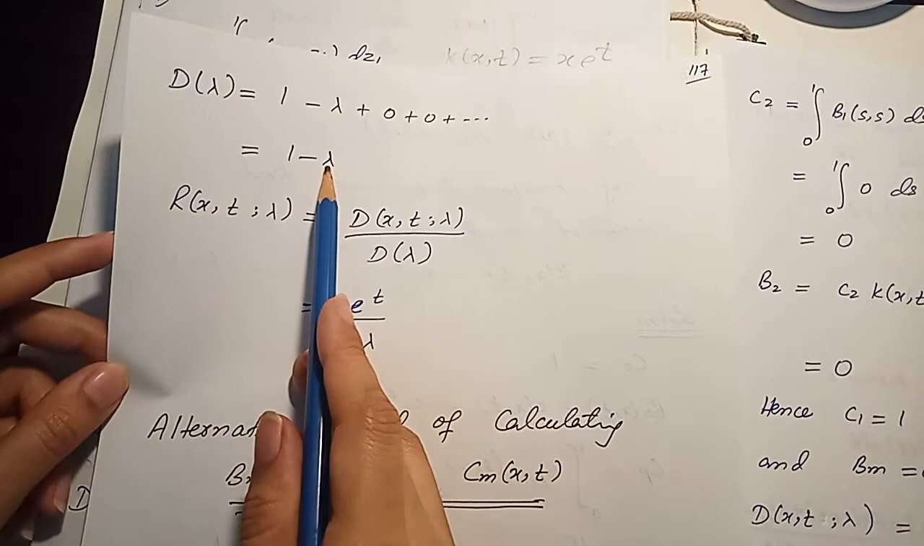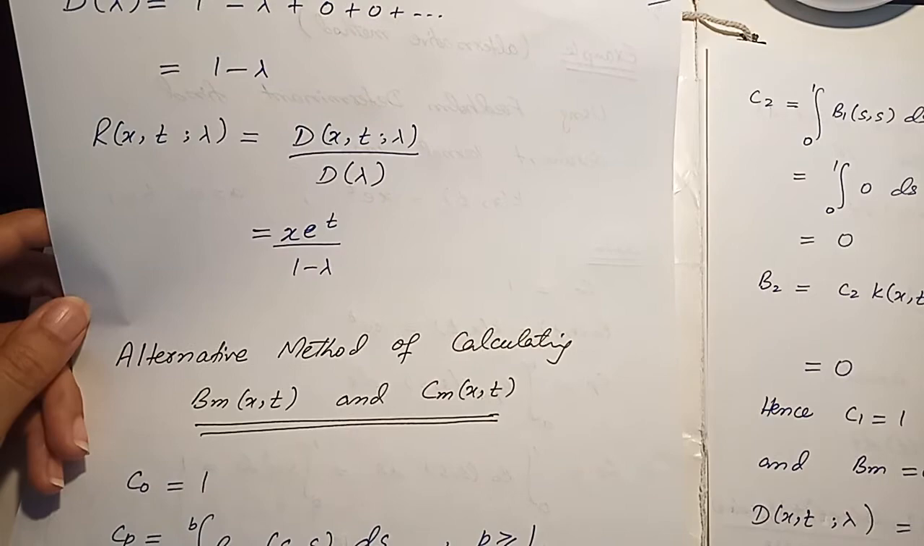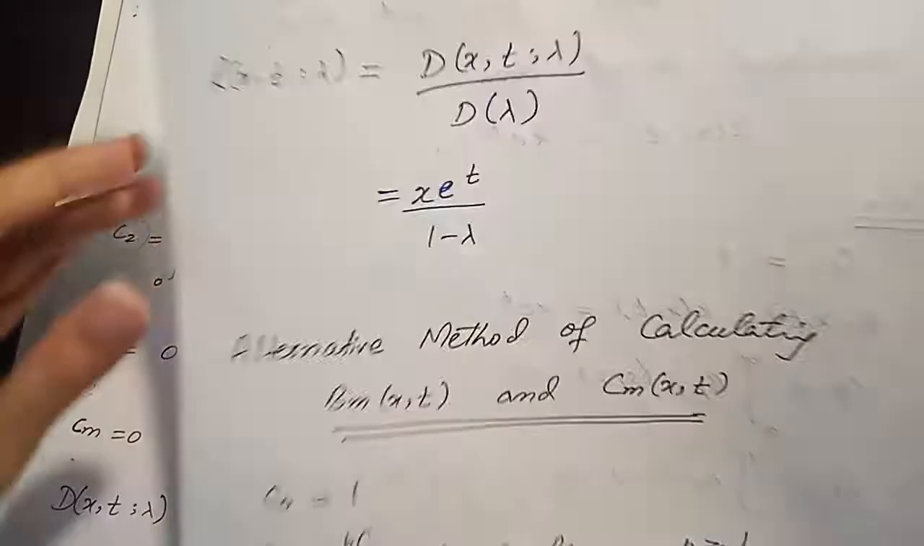So write the formula of resolvent kernel. Put the value of D(x,t;λ) here, that is x e raised to power t. Put the value of D(λ) here, that is 1 minus λ. So that was the way of finding the resolvent kernel using the Fredholm determinant.